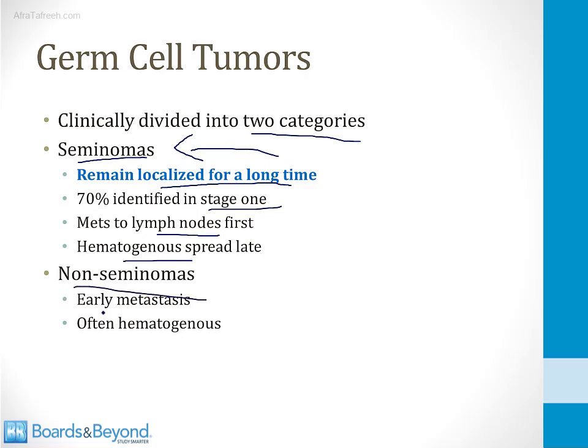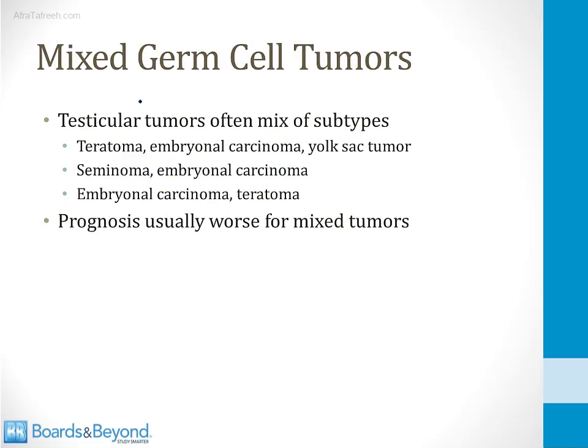Non-seminomas, in contrast, tend to metastasize earlier, and they often spread hematogenously, and this is a distinction from seminomas. And then I mentioned this before, but I just want to emphasize this point. Many testicular germ cell tumors are a mix of subtypes. These are called mixed germ cell tumors. So for example, teratomas often occur together with embryonal carcinomas and yolk sac tumors. Seminomas and embryonal carcinomas often go together, and also embryonal carcinomas are sometimes found with just a teratoma.